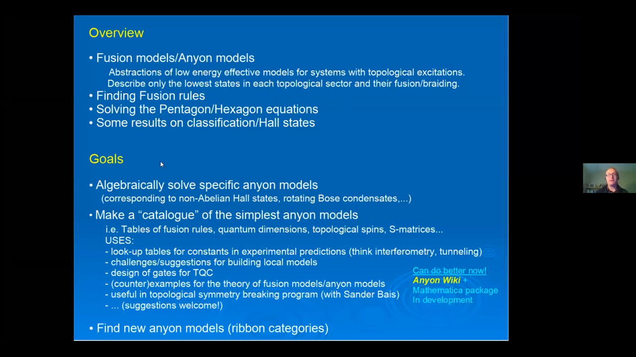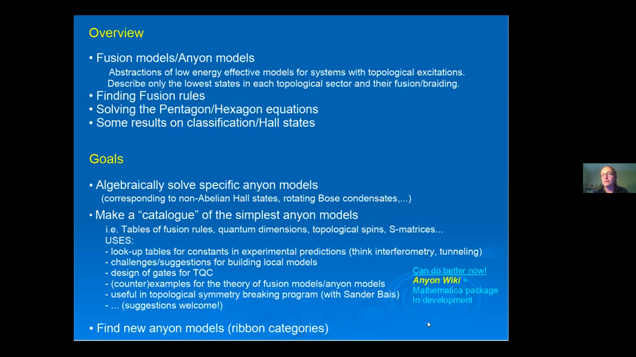And there are obviously many goals: to algebraically solve specific ANI models, to make a catalog of the simplest ANI models, and you would be able to look up all the fusion rules for a low rank and find various constants that are associated with any TQFTs you might have, etc. Design. Things that are useful for building local models in physics. But we can actually do better now than what we thought at the time.